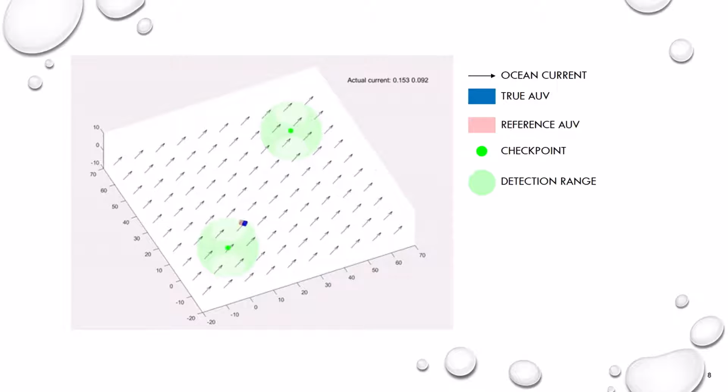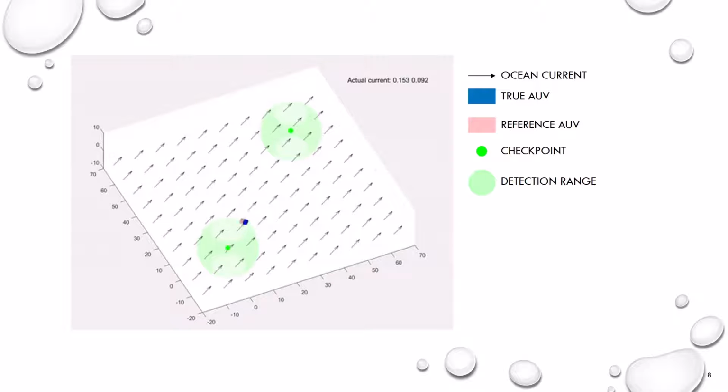Here you can see an example of the simulator where the true AUV, which is the blue box, moves, and it's actually moved to the side because of the current, which is shown as the black arrows. The reference AUV, which is the semi-transparent red box, does not see this current because its reference current is 0 in this case, so it moves forward without any issues.